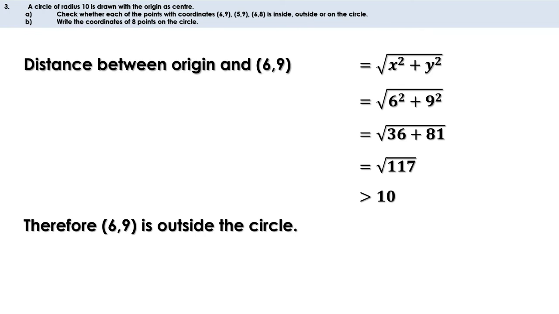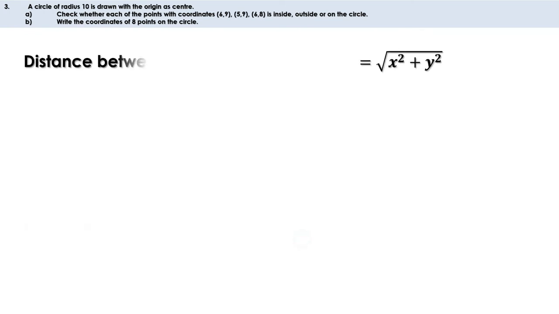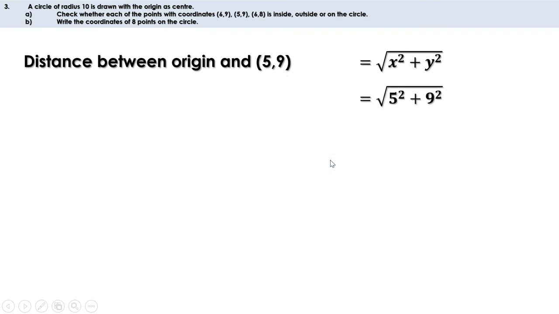Now let us find the distance from the origin to the second point. The point is (5, 9). Therefore, the distance is root of 5 square plus 9 square. 5 square is 25 and 9 square is 81. So this can be written as root of 25 plus 81. 25 plus 81 is equal to 106. So this is equal to root 106.